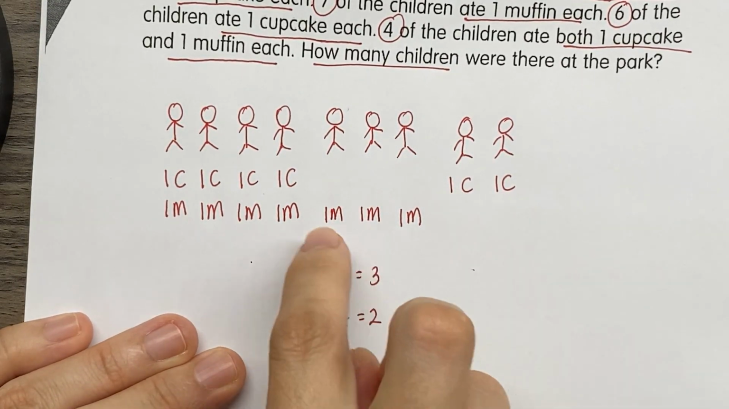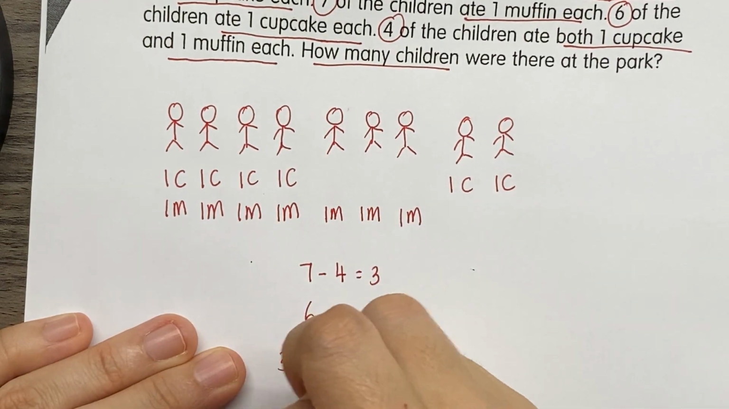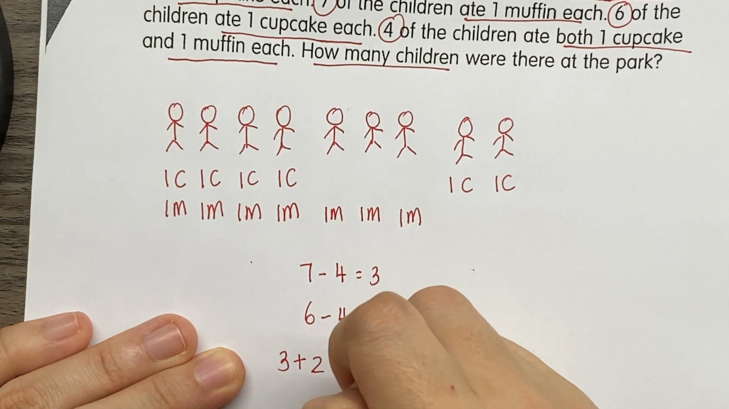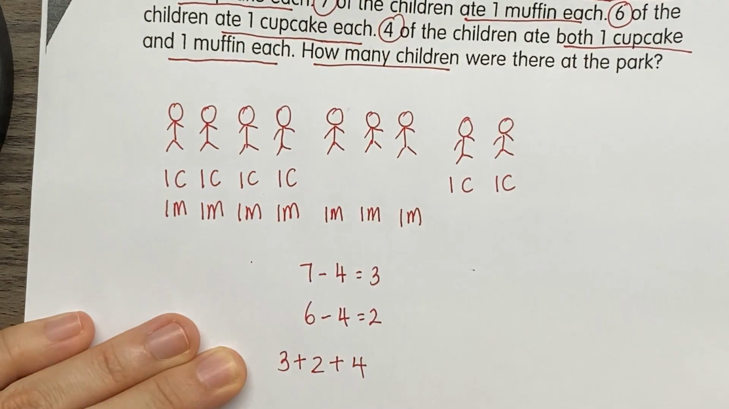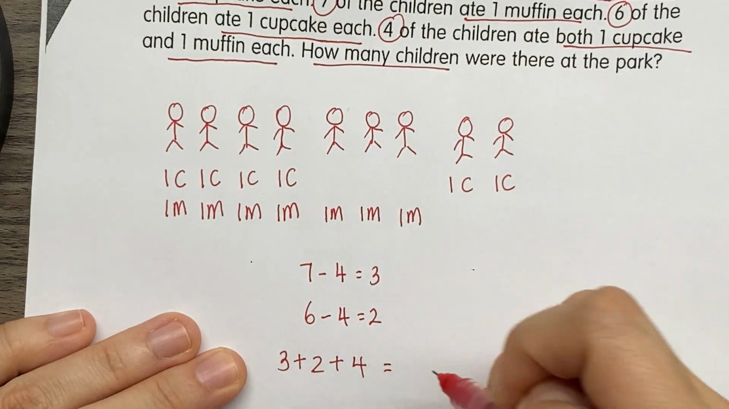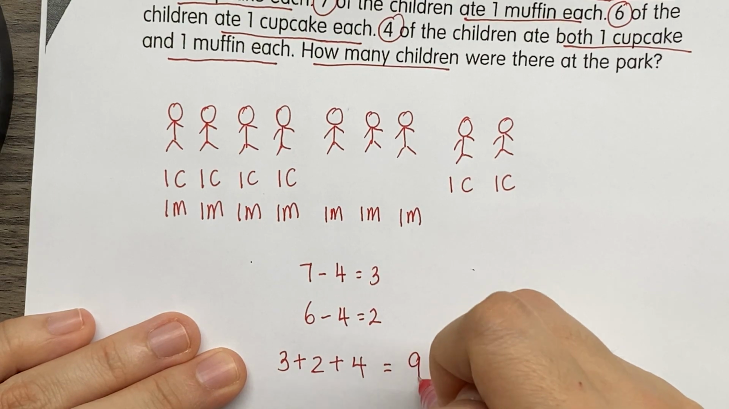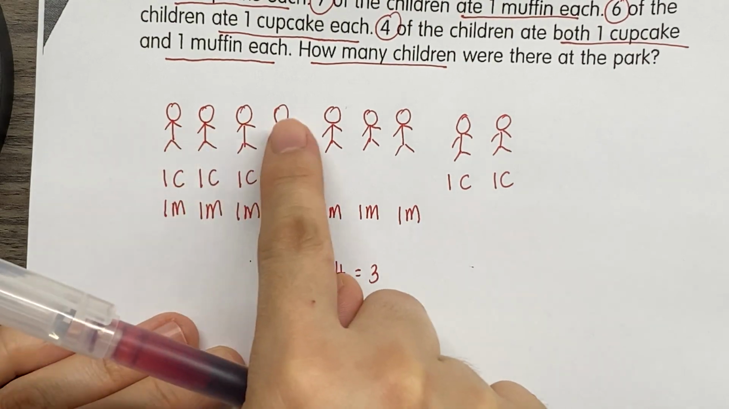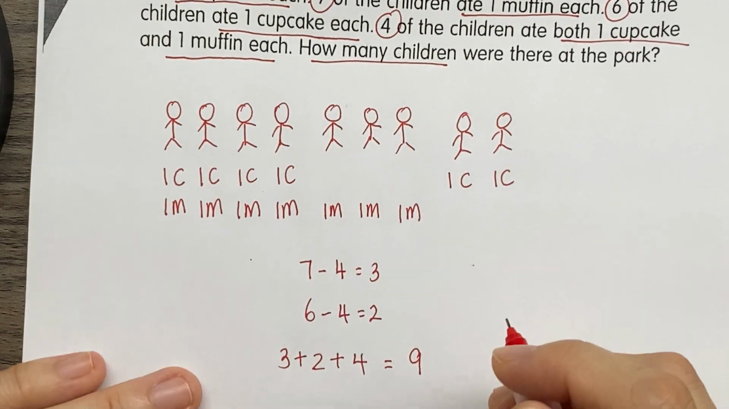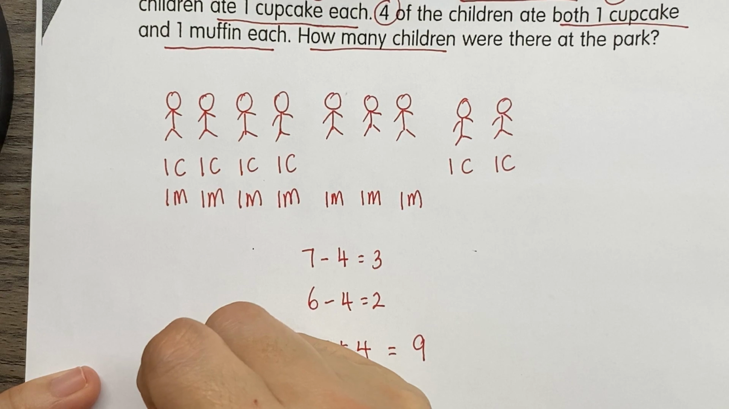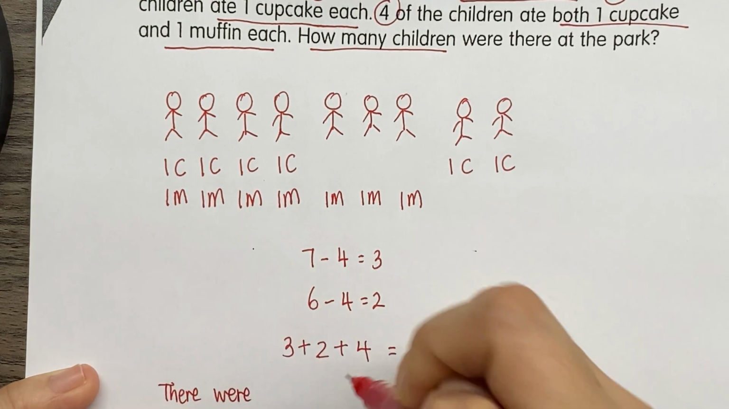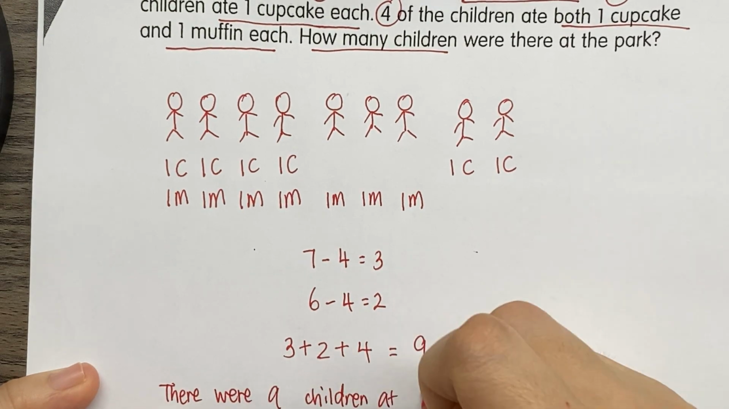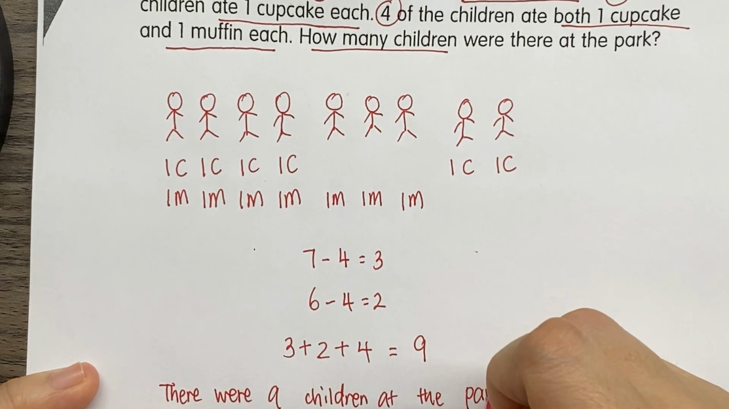I would have 3, which is this 3 over here, plus 2, which is these 2 children who only ate cupcakes. And I will add a 4 for these children who ate the cupcake and the muffin. So I would have a total of 9. But let's do a count of the stick figures that I drew. 1, 2, 3, 4, 5, 6, 7, 8, 9. So how many children were there at the park? There were 9 children at the park.